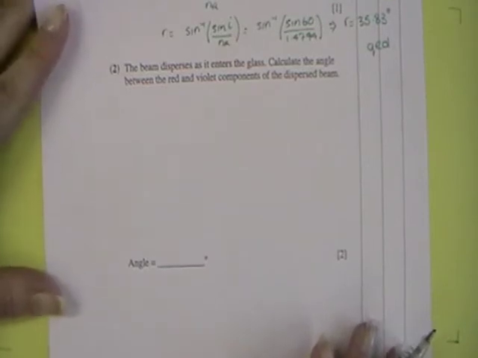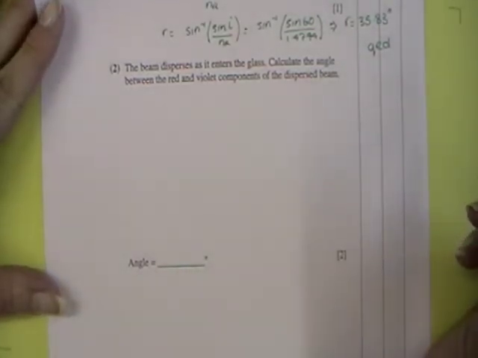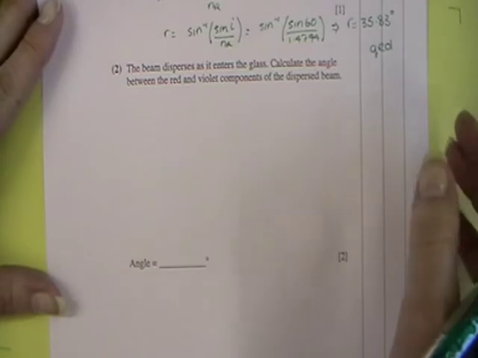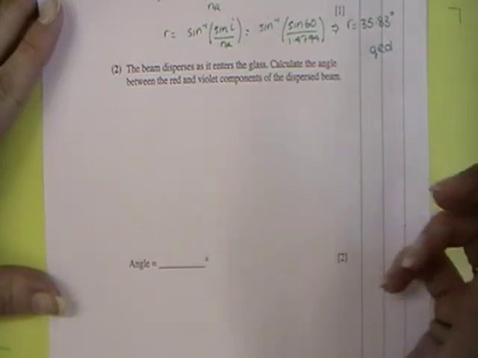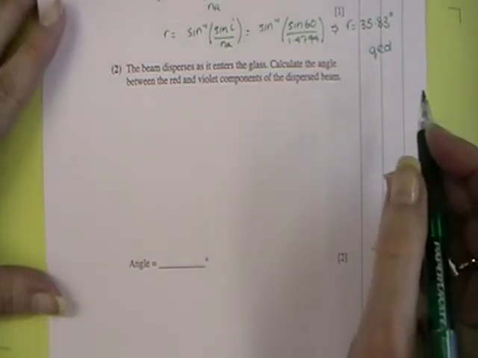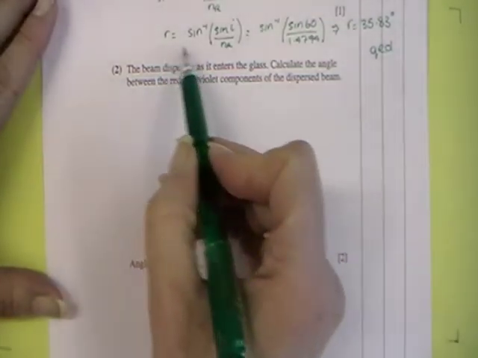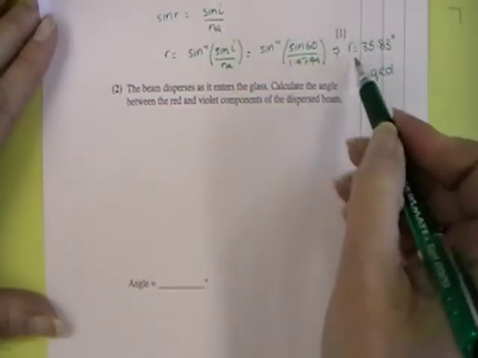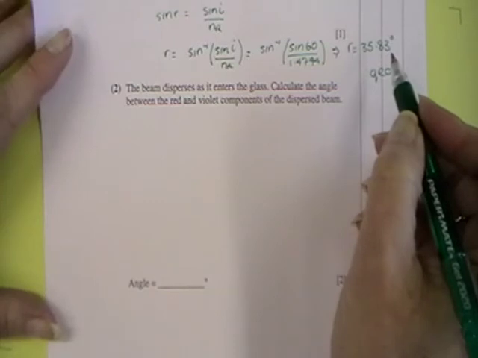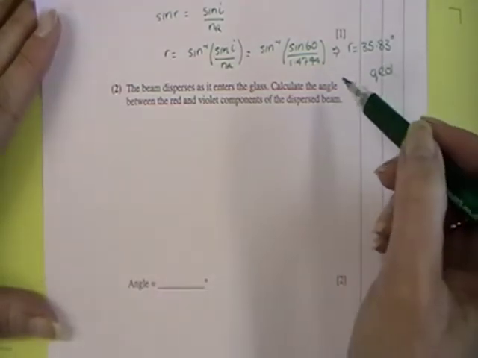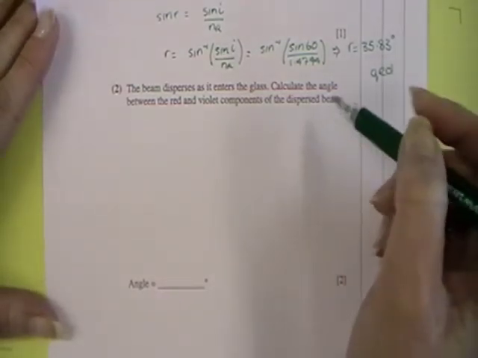Part 2 of this section of the question: the beam disperses as it enters the glass. Calculate the angle between the red and violet components of the dispersed beam. Well, we have the angle of refraction already up here for the red, it's 35.83. We now need it for the violet. We need to find what it is for the violet to be able to make the comparison.